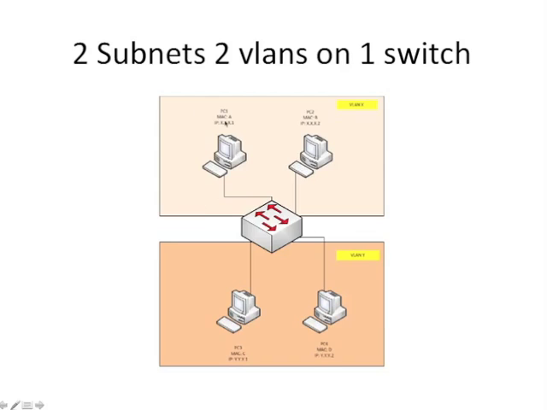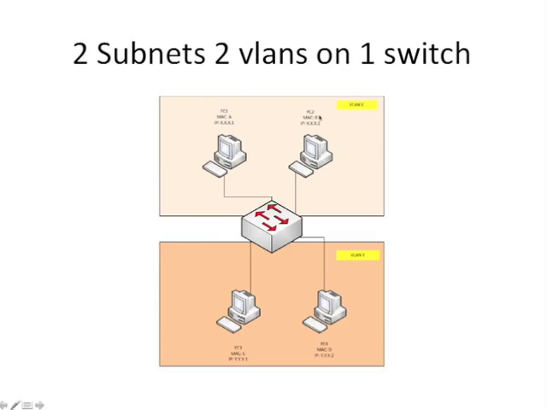So if PCs are in the same VLAN, they need to be on the same subnet, right? So here we have PC1 at x.x.x.1 and PC2 at x.x.x.2. They're in the same subnet. We wouldn't want another PC up here, PC9, that's y.y.y.3. That would not work because they need to be in the same subnet to communicate.